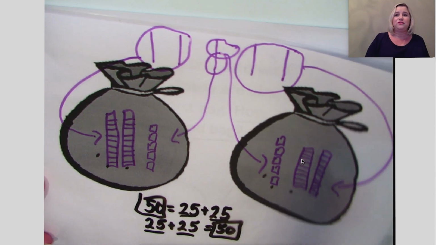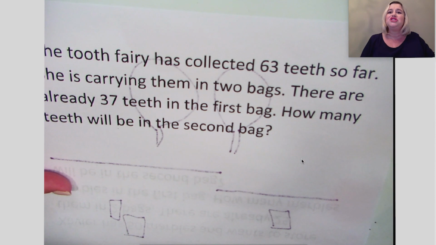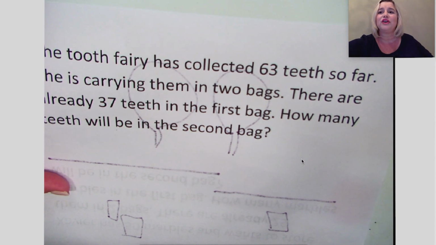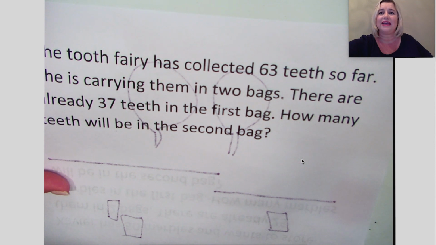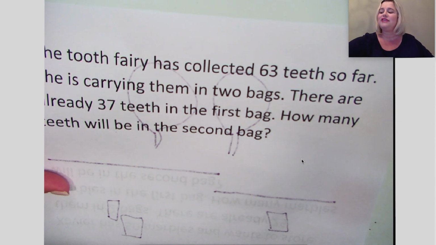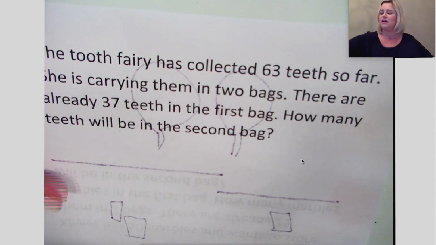So, the Tooth Fairy has collected, ready for it, 63 teeth so far. She is carrying them in two bags. There are already 37 teeth in the first bag. How many teeth will be in the second bag? So go ahead and get your paper and pencil and crayon to be able to join me. Let's draw the two bags the Tooth Fairy is using.